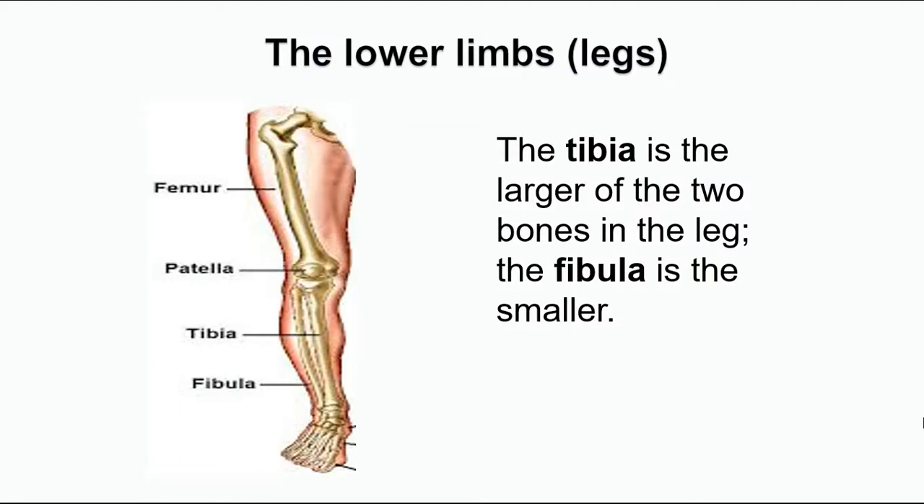And lastly, looking at the lower limbs of the leg, you have your femur, which is the large thigh bone. You have the patella, which is your kneecap, and you have the two bones connecting to the foot, the tibia and the fibula. So the tibia is the larger of these two bones, with the fibula being the smaller one.